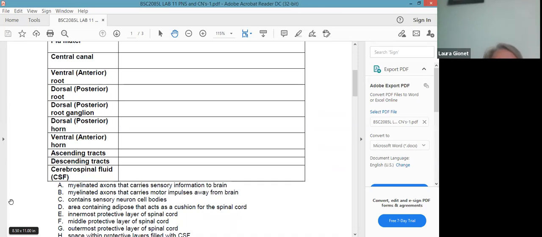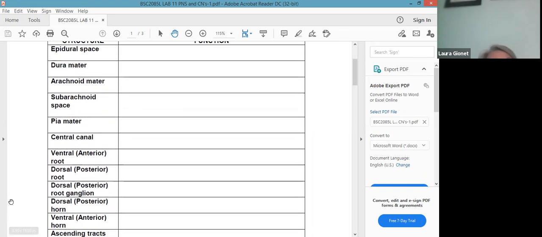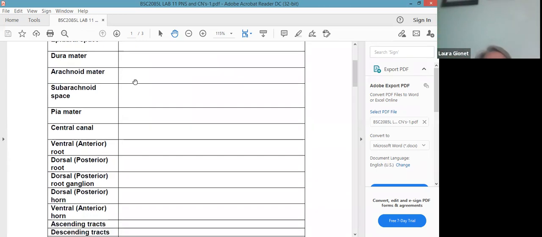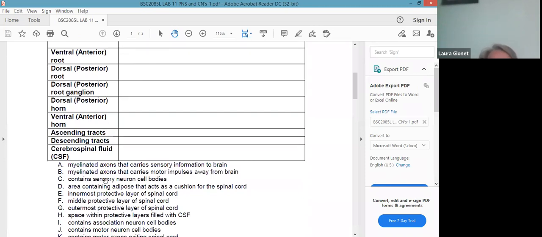Okay, then we have D, the area containing adipose that acts as a cushion for the spinal cord. That would be up here at the top, the epidural space. The epidural space on those models is that fatty region that surrounds the whole spinal cord, and you can see some blood vessels in there. So D goes with the epidural space.